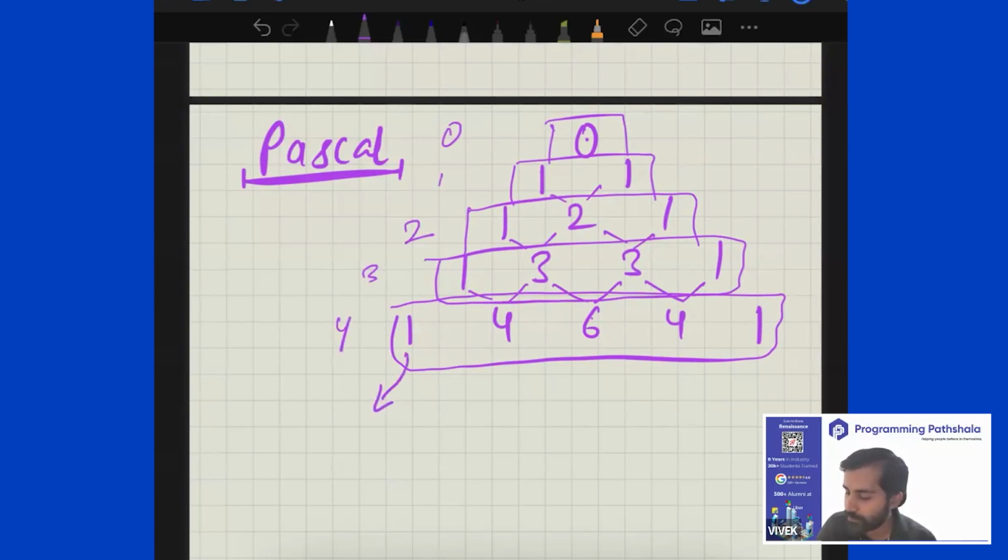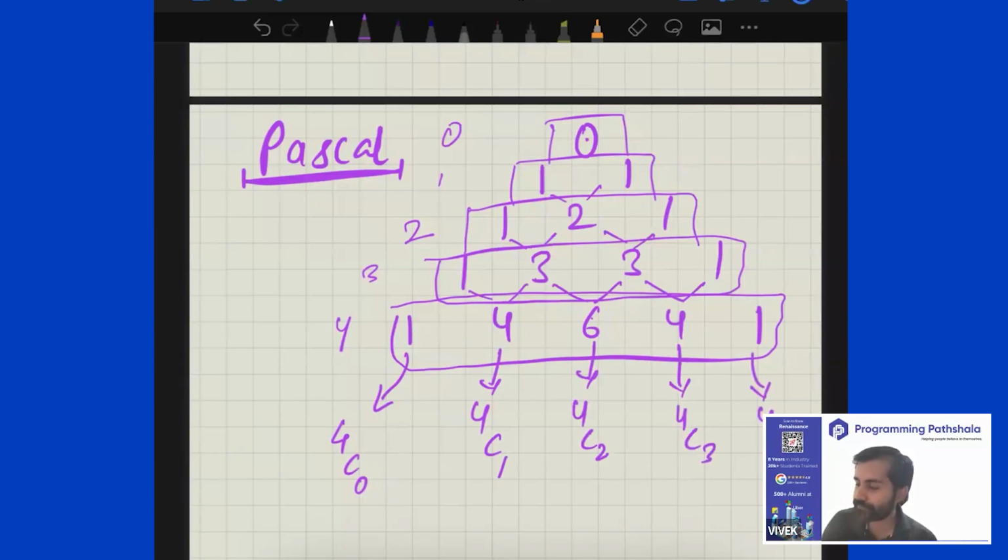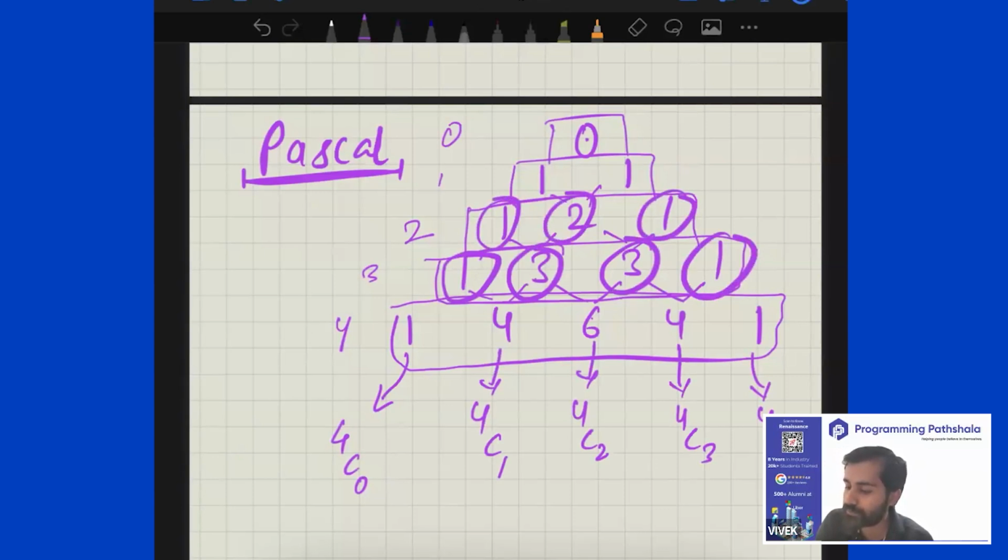Is this value equal to 4C0? Is this value equal to 4C1? And is this equal to 4C2? And then 4C3 and then 4C4? Just check that out. You will see yes. This thing is 3C0. This is 3C1. This is 3C2. This is 3C3. This is 2C0, 2C1, 2C2. 1C0, 1C1, and this is 0C0.